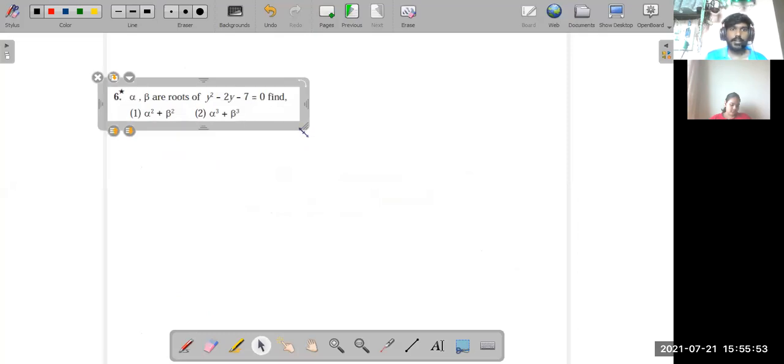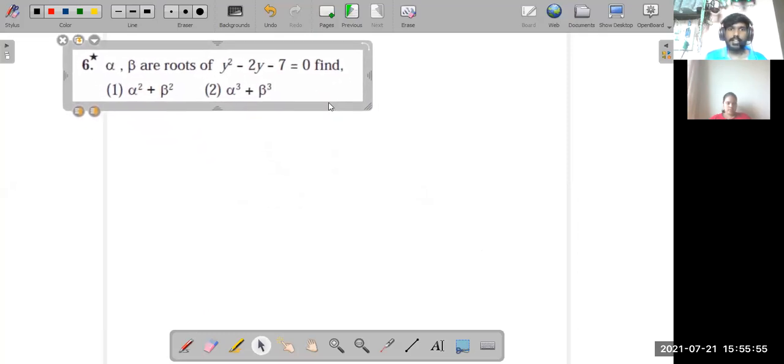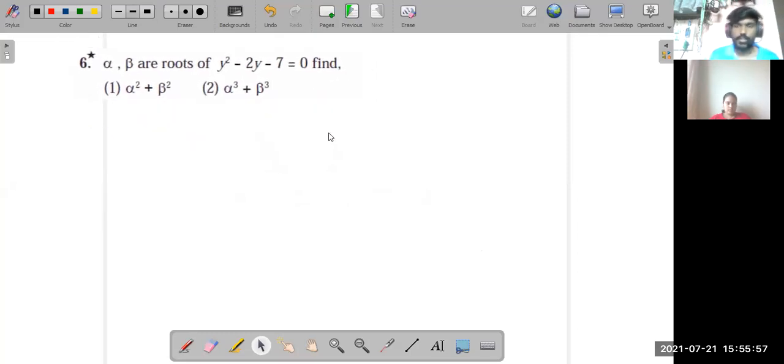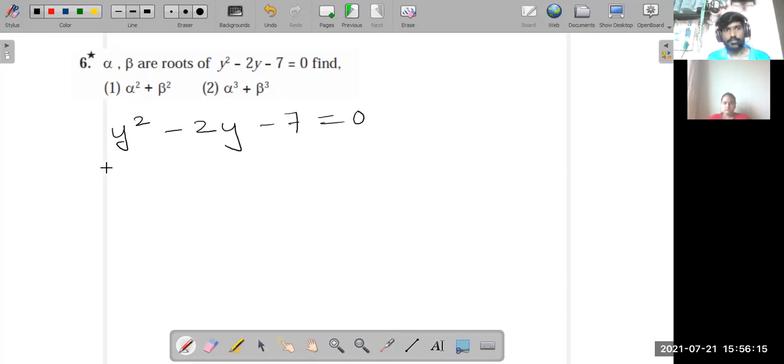In the sixth one, alpha and beta are the roots of this quadratic equation. You have to find out alpha square plus beta square. And second, you have to find out alpha cube plus beta cube. First, let's write down this quadratic equation: y square minus 2y minus 7 is equal to 0. In this quadratic equation, A is 1, B is minus 2, C is minus 7.